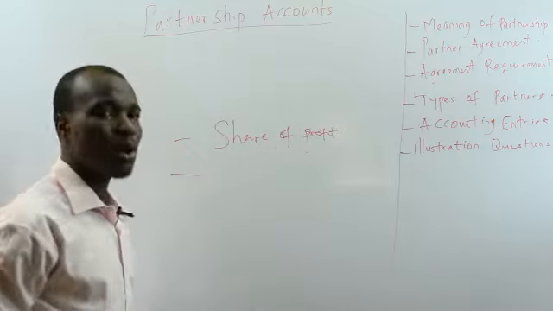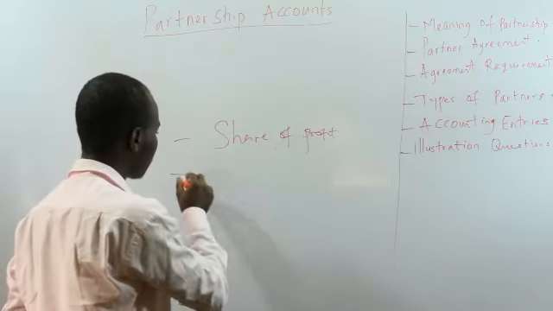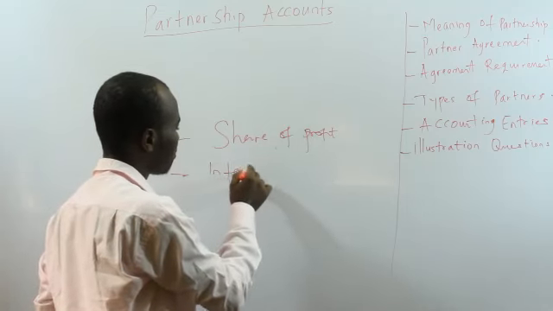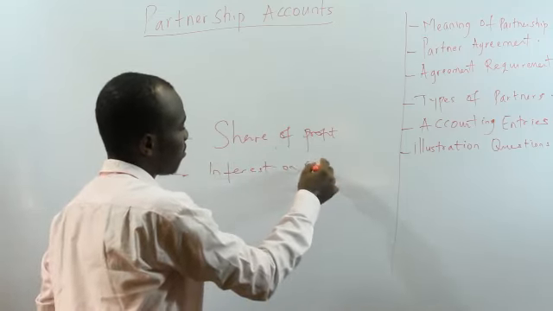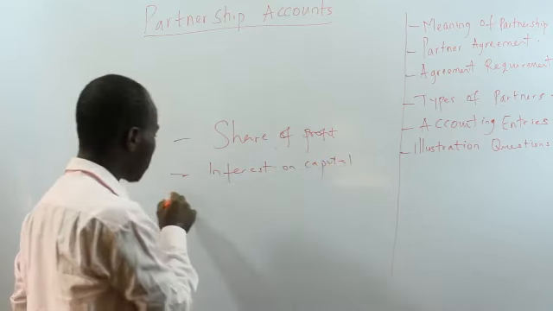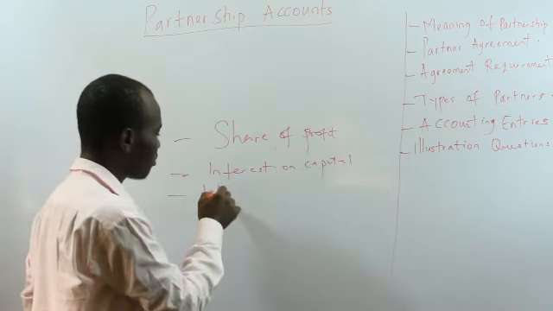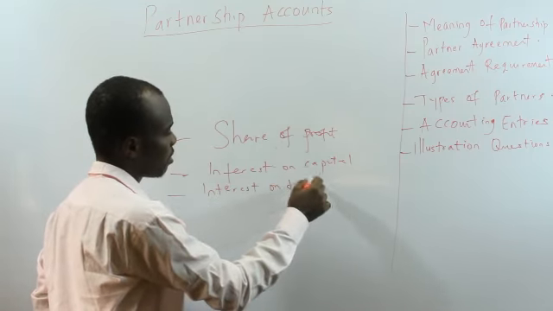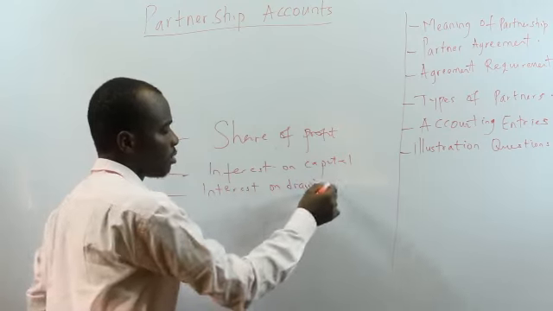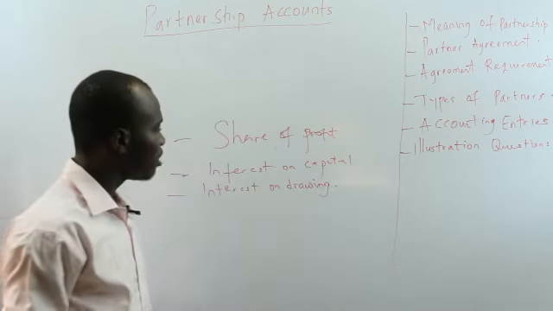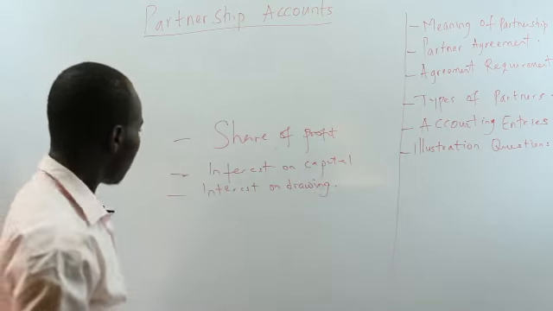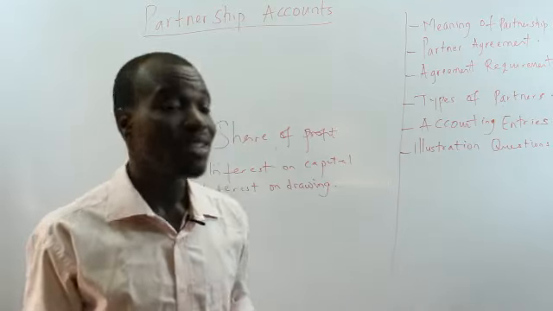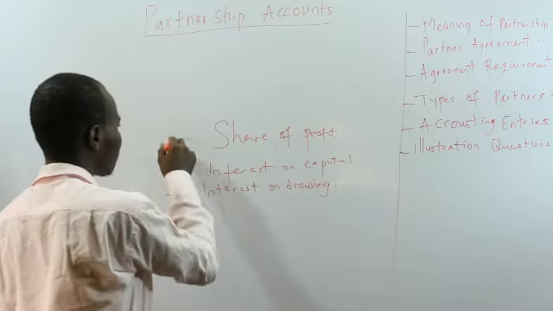and also we are going to consider the interest on capital, and also the interest on drawing. After considering the interest on drawing, if there is any interest on loan, that will be taken to what? That will be taken to the profit and loss account. But let's feed this now.